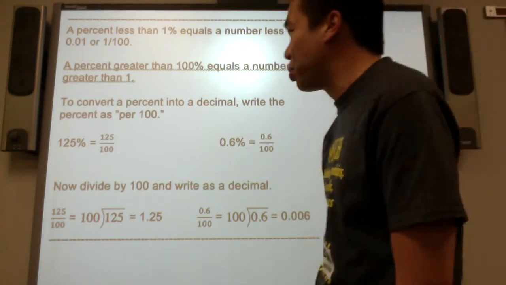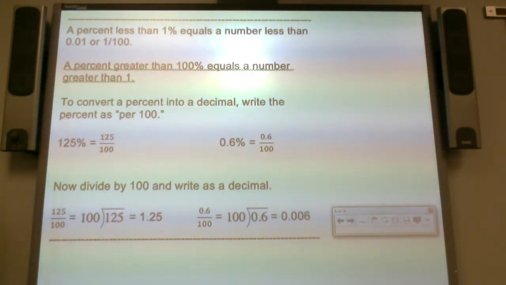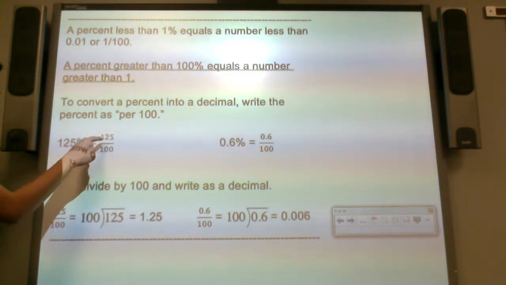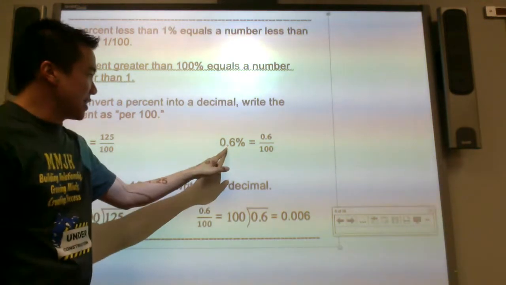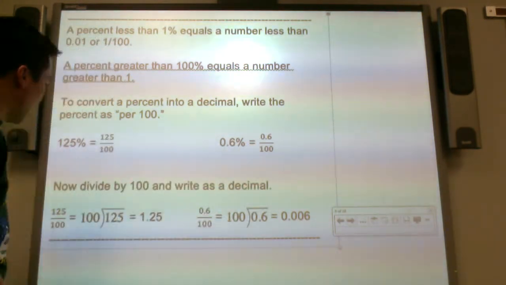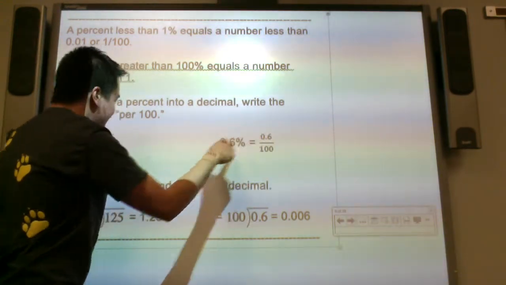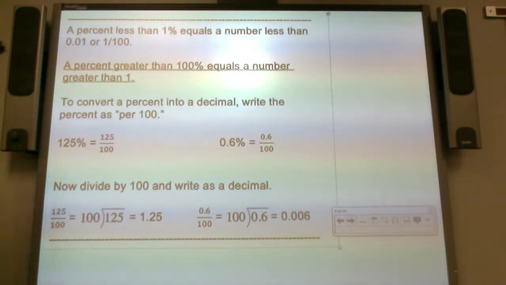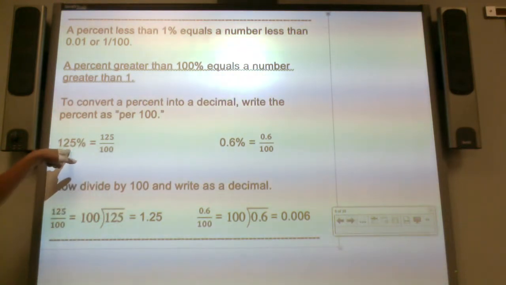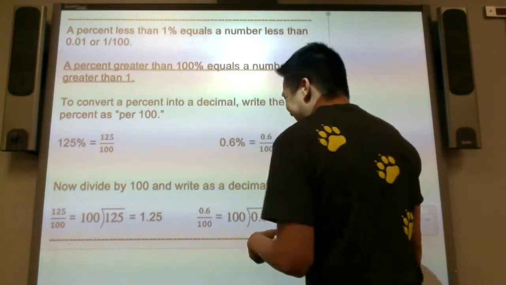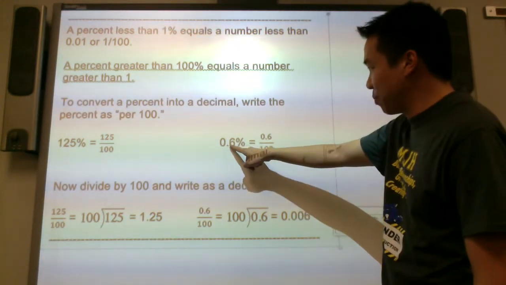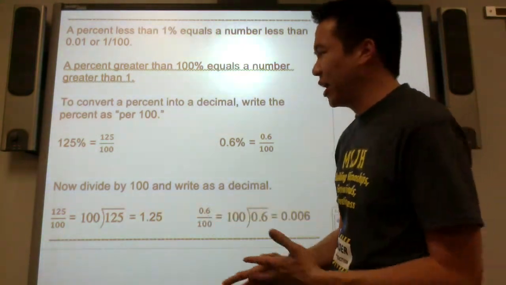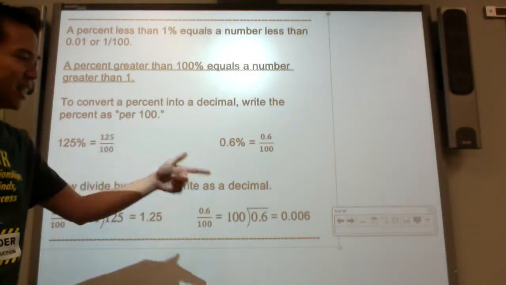So how do you convert a percent into a decimal? Remember, percent means per 100. So we have 125%, 125 per 100. What does percent mean? Per 100. But did you know you can turn this into a decimal by dividing it? So we divide by 100. It's 125 broken into 100 groups. It will be 1.25. That is the decimal equivalency of 125%. And what is the decimal equivalency of 0.6%? 0.006.